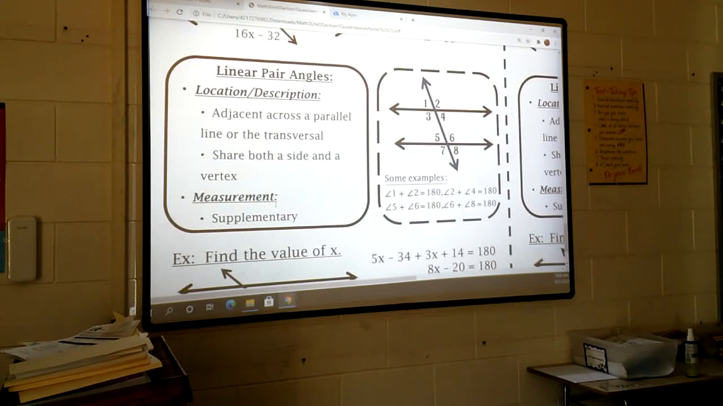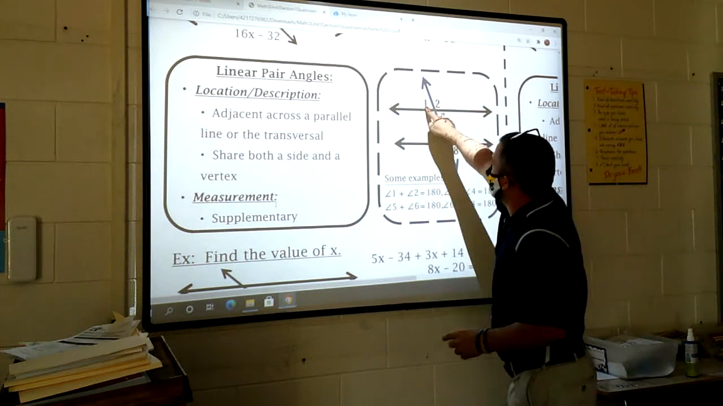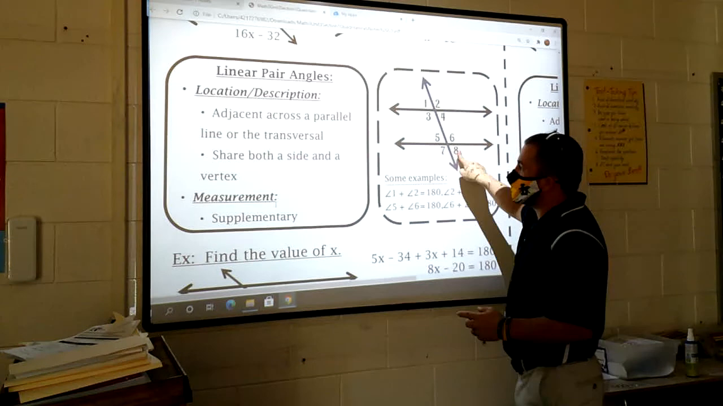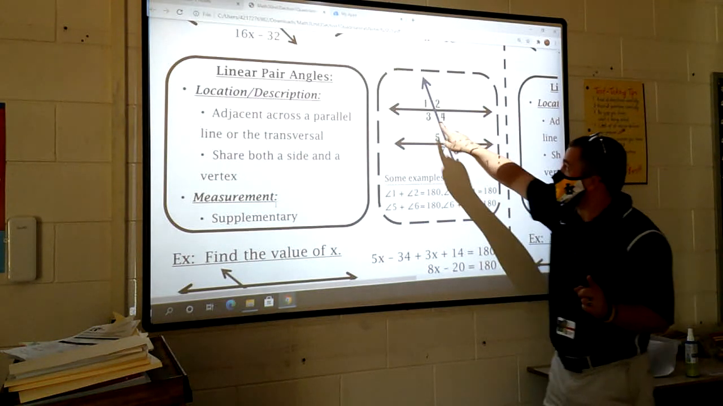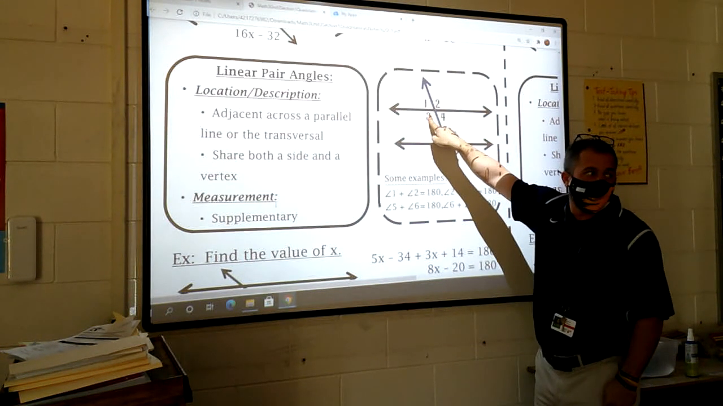These are called linear pairs. Some people call them just supplementary, or some people call them adjacent angles. Adjacent meaning right beside each other. So linear pairs are adjacent across the parallel line. So that means right beside each other, like 1, 2, 3, 4, 5, 6, 7, 8. Or they could be adjacent across the transversal. So 1, 3 is also a 180.